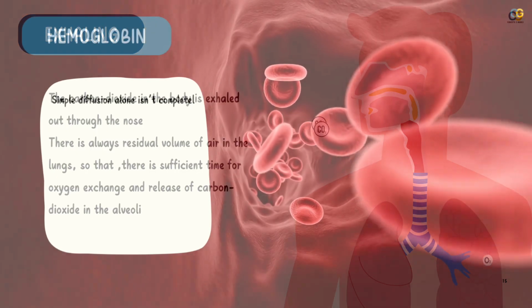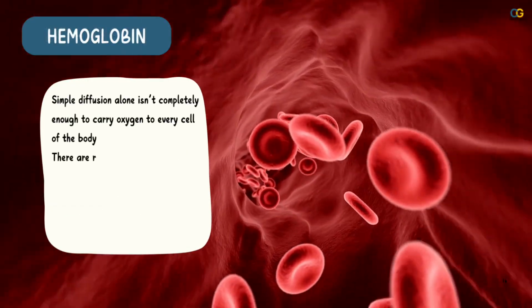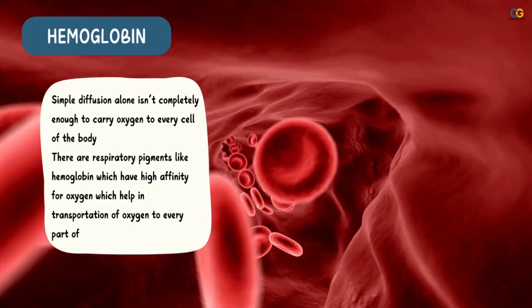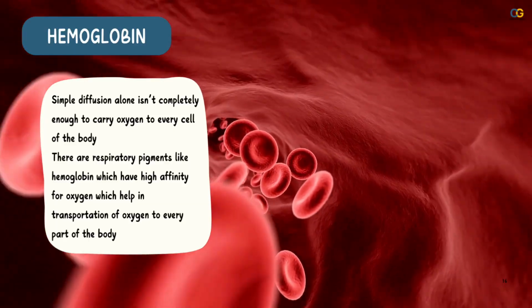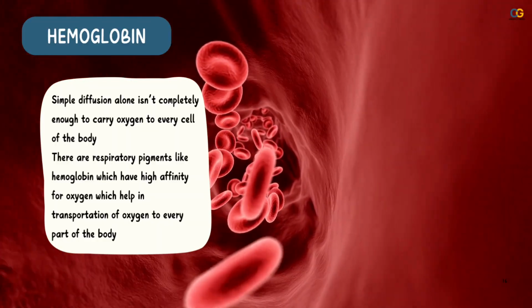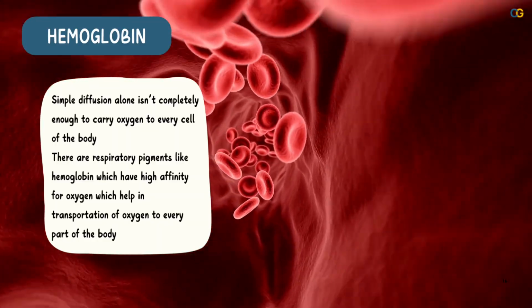Now, simple diffusion alone cannot completely carry the entire oxygen to every cell of the body. So there are respiratory pigments like hemoglobin, which have high affinity for oxygen, which help in transportation of oxygen to every part of the body.